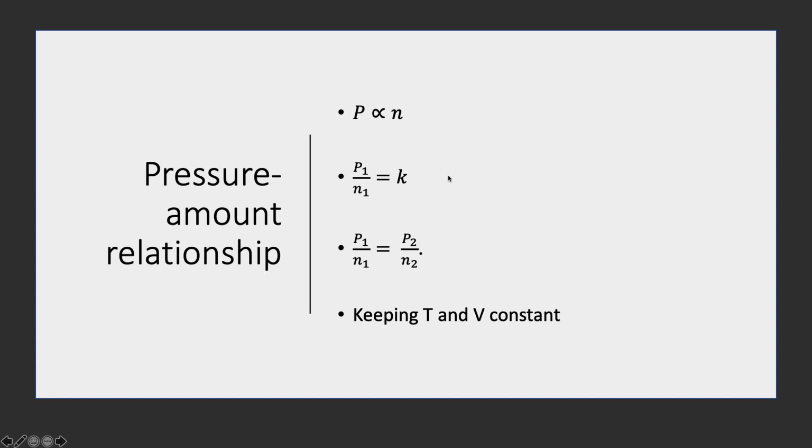Now, when we look at the relationship between pressure and amount, we're keeping temperature and volume constant. You notice that if we add more N, we're going to see more P. If we take away N, P should decrease. And therefore, we have this relationship, P1 over N1 is equal to K. If we have beginning and end, this relationship should work for each experiment.